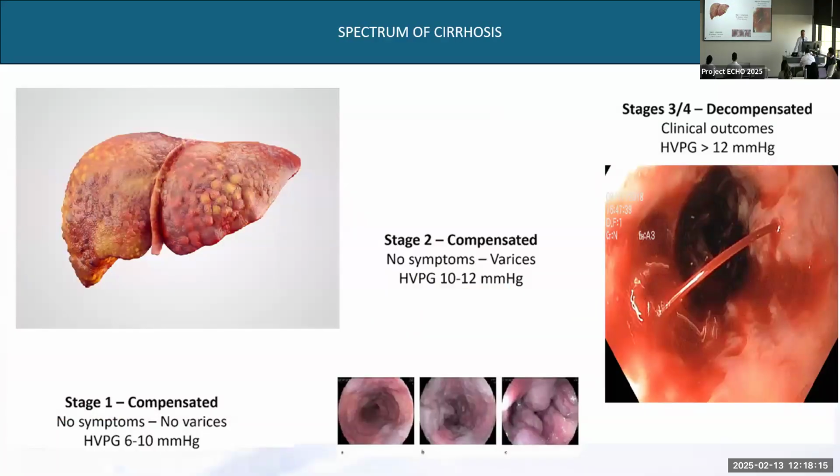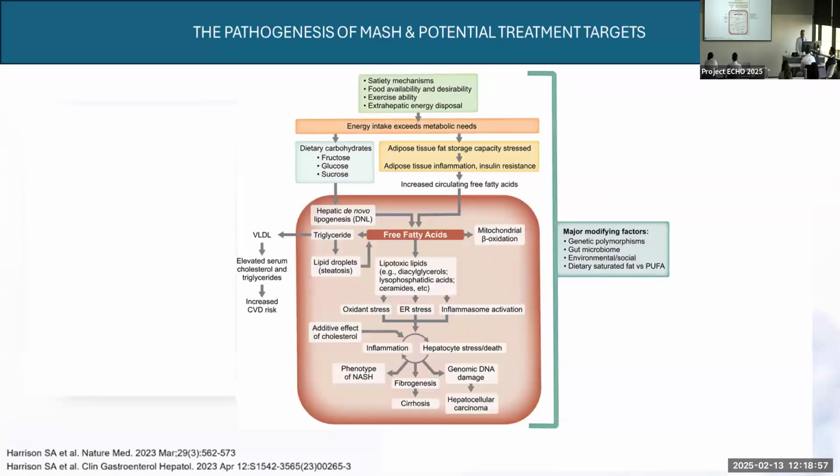We also have stages of cirrhosis, which we can look at with the hepatic vein portal gradient pressure. If it is between 6 and 10, this is compensated cirrhosis. When it becomes between 10 and 12, then you have varices, but they're not bleeding. And if it is bigger than 12, then you have variceal bleeding or ascites or hepatic encephalopathy or jaundice, meaning decompensation. So clinically significant portal hypertension is important to stage liver cirrhosis.